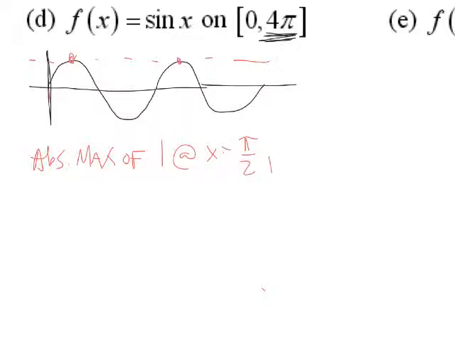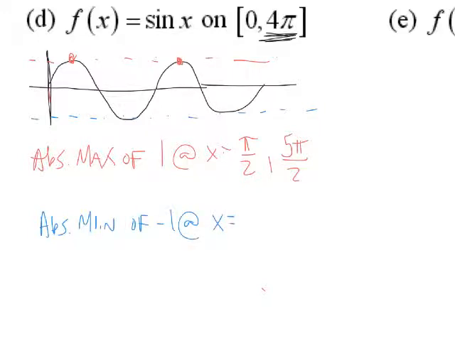And over here, which is going to be at 5 pi halves. Pi halves plus 2 pi is 5 pi halves. Our minimum is down here, so our absolute minimum of -1, and that's going to occur at x equals 3 pi halves and 7 pi halves. So it is possible for max and min to occur at more than one location.